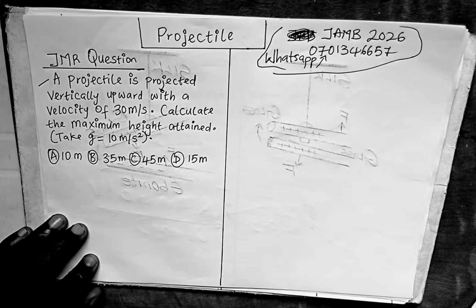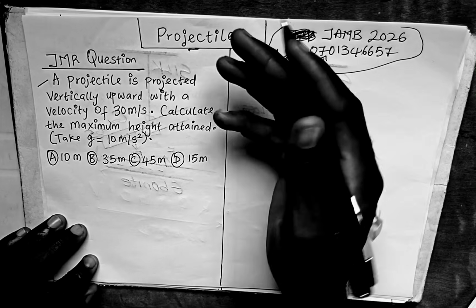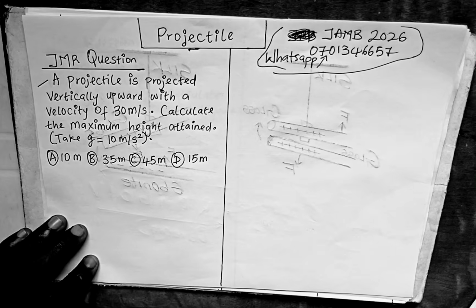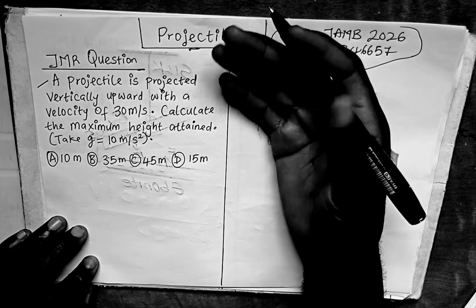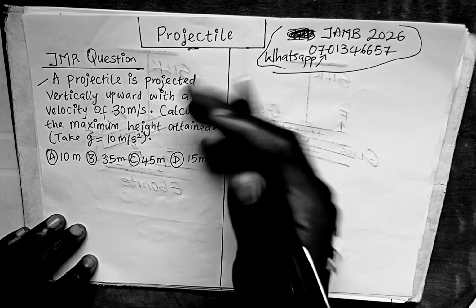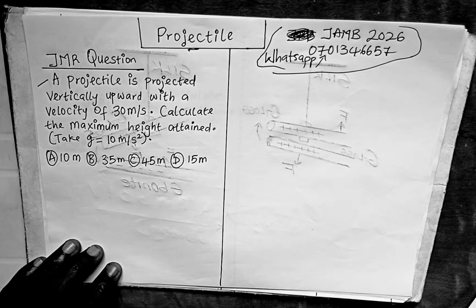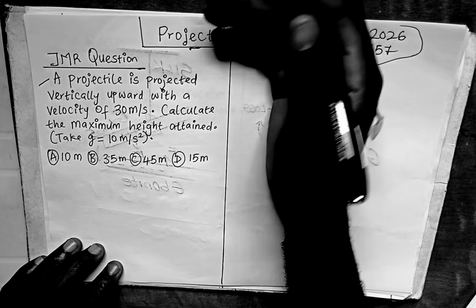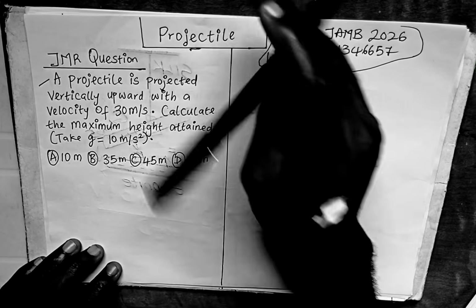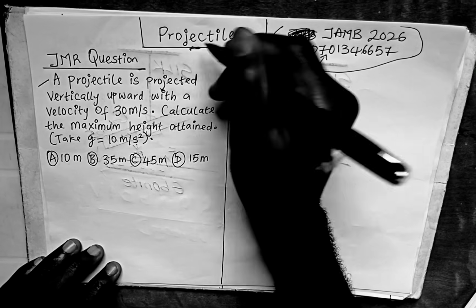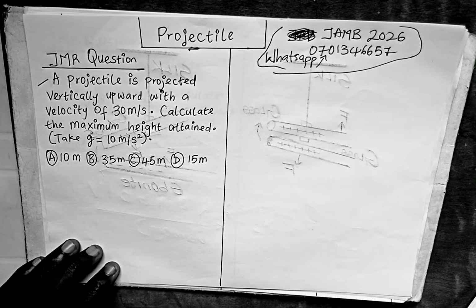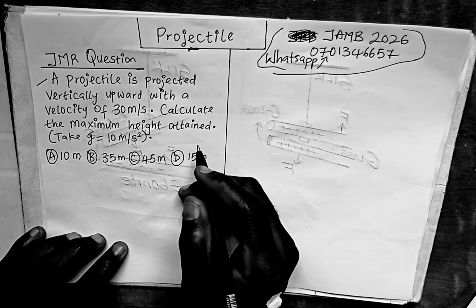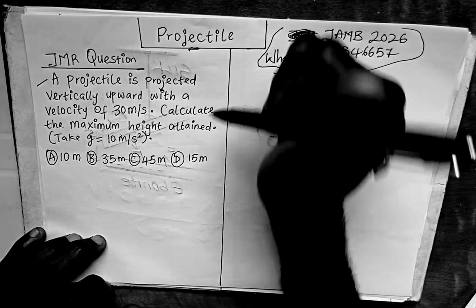So let's go. Today we are treating calculations under projectile. It's high yield; Jamb loves repeating questions under projectile. Remember, if you are calculating projectile, you can use the formula of motion under gravity to arrive at your answer, but it is always better to use the particular projectile formula. We are going to treat exactly what Jamb specified in their syllabus.